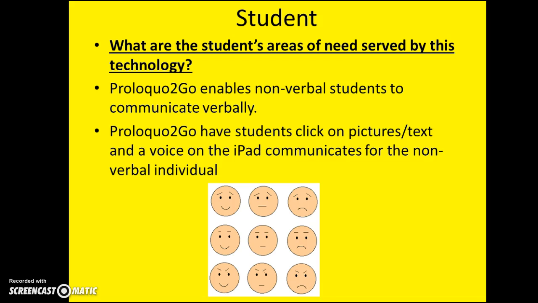Basically, Proloquo to Go enables nonverbal students to communicate verbally. Proloquo to Go has students click on pictures and text, and then there's a voice on the iPad that communicates for the student. Kind of similar to when you look at text-to-speech software, there's a voice that reads the text for you. So this is similar to that, except there are pictures as well.